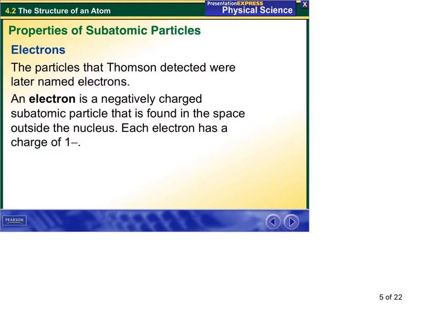Thomson detected particles that were later called electrons. Electron, negatively charged particle. Negative. Found in the space outside the nucleus. Outside the nucleus. And each electron has a charge of 1 minus.